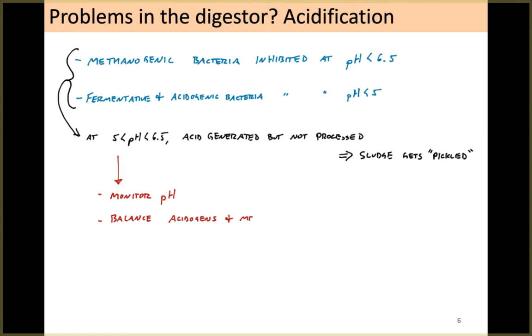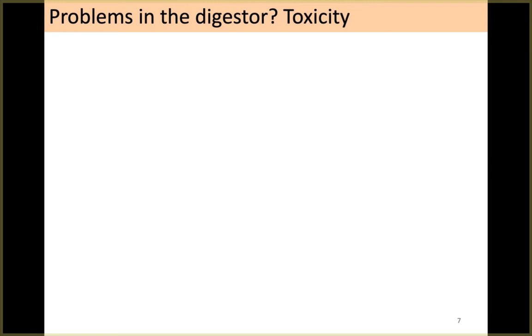So as a consequence, one of the things that's important in this step is carefully monitoring the pH and occasionally keeping check on the acetogens, so the microbes that are generating acid versus the methanogens. So you want to keep a balance so that those acetogens don't overwhelm the process and get the pH dropping precipitously. So that's acidification.